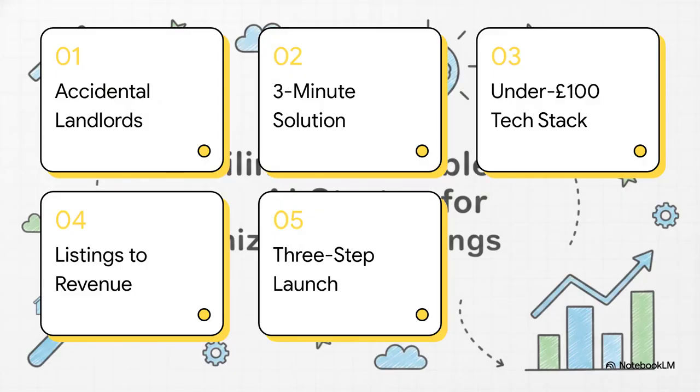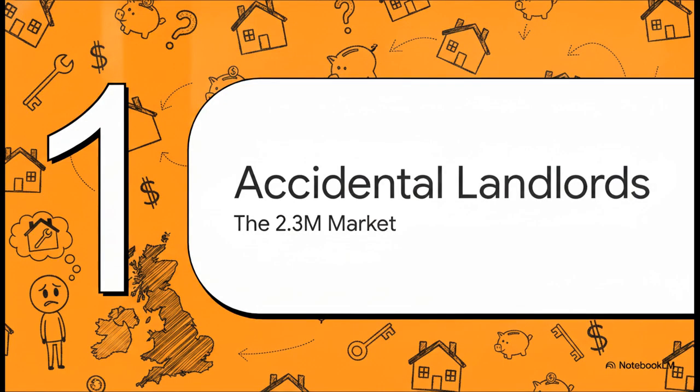So here's our roadmap for today's explainer. We'll kick things off with the accidental landlord problem, then we'll introduce the 3-minute solution, break down the under 100-pound tech stack, map out exactly how we turn those listings into revenue, and finally outline a 3-step launch. Let's start with section 1, the accidental landlord problem and the 2.3 million market.